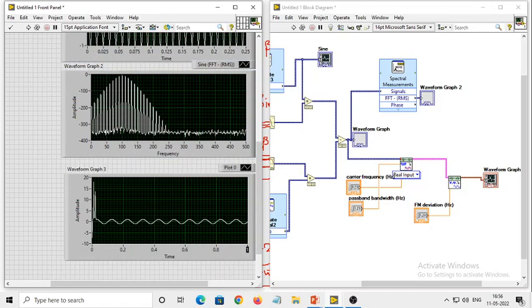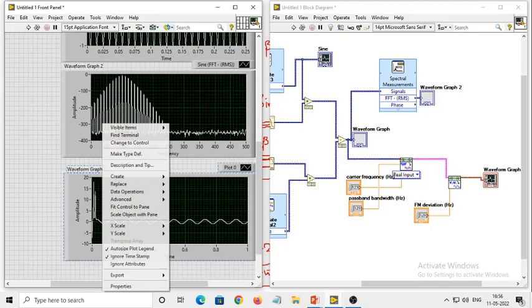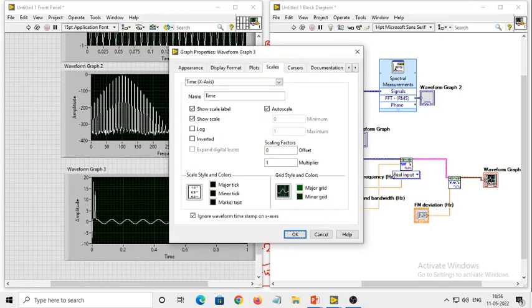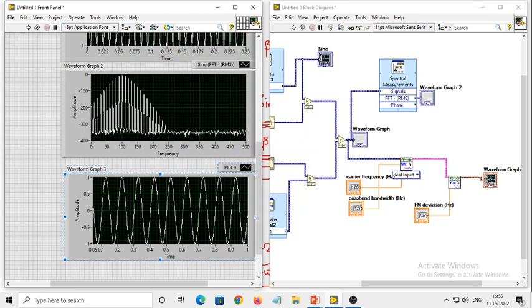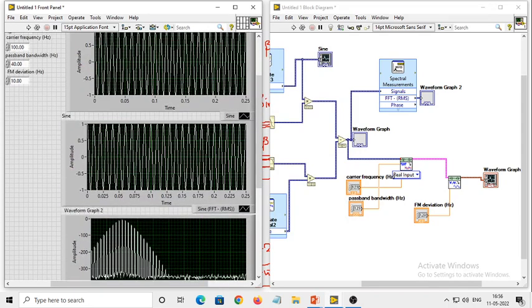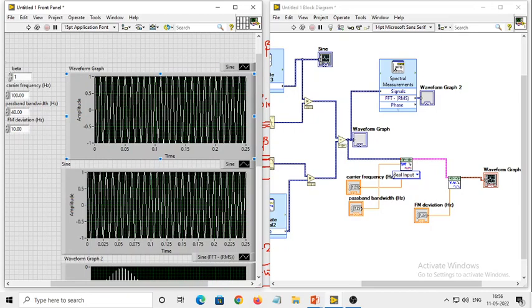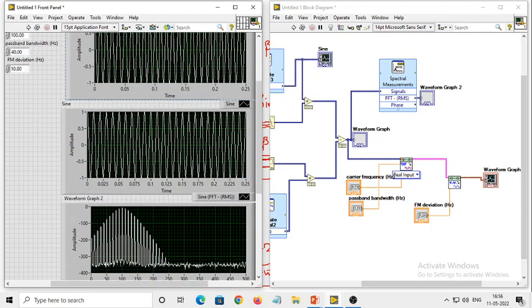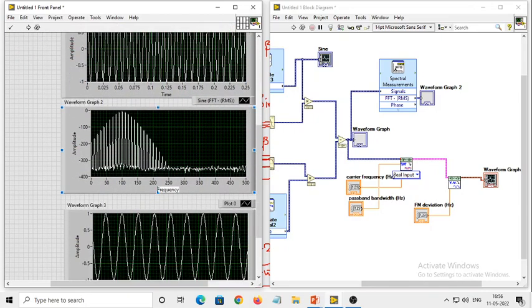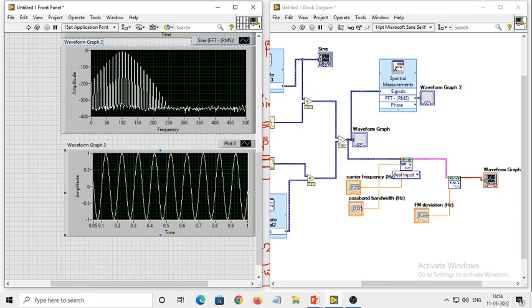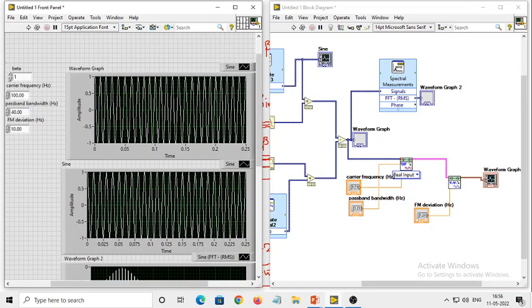For the front one I will decrease somewhat because it is showing a lot of distortions in the starting stage. So to remove that from the visual part, we can increase this to 0.05 and press OK. See, now the first one is the modulated signal, the second one is your carrier signal, this is your FM modulated spectrum, and this is the demodulated signal, okay.